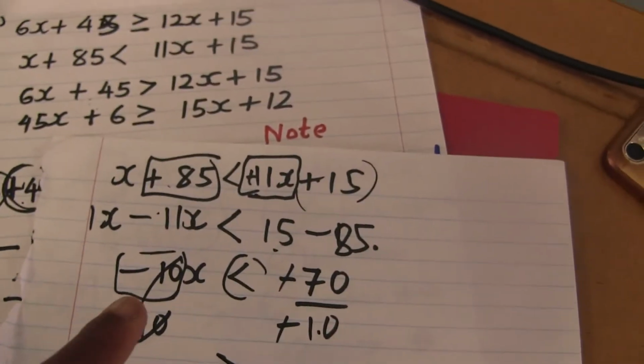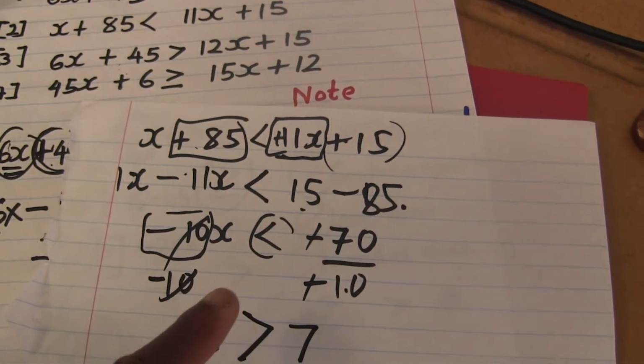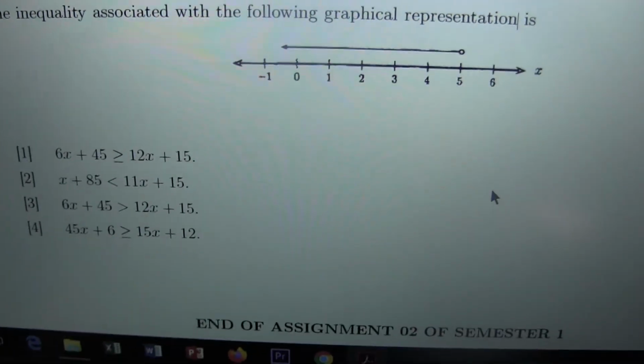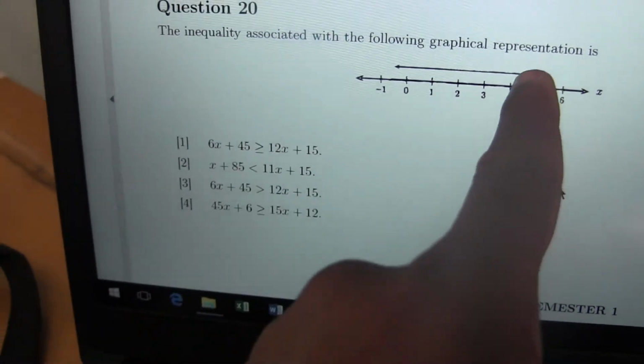look at the second one. We take this one over, negative 10, and when they divide by a negative it becomes greater than 7. It means it's to the right, which is not. You see, it's facing to the left. And the fourth one cannot be, because this is a double dot, so by any means it must be solid. So it's not.